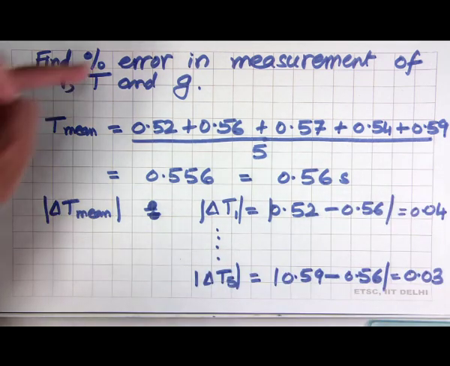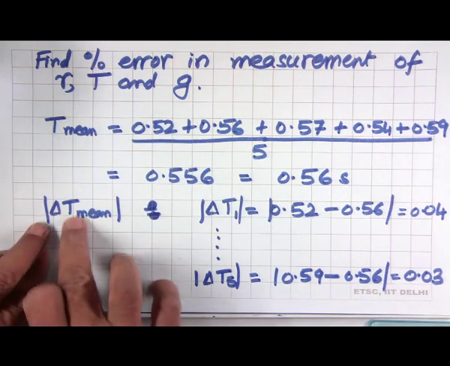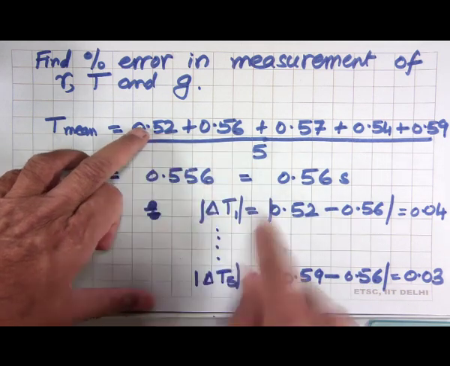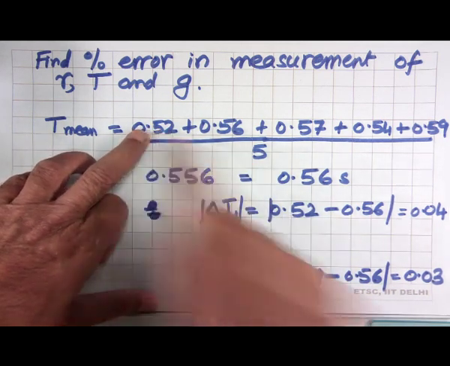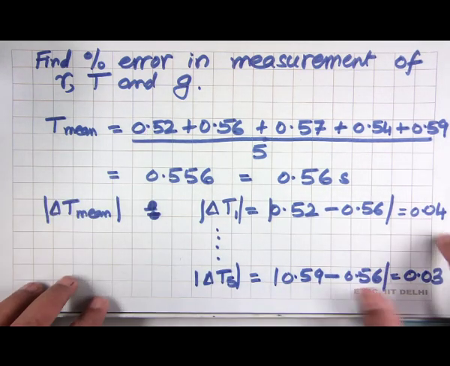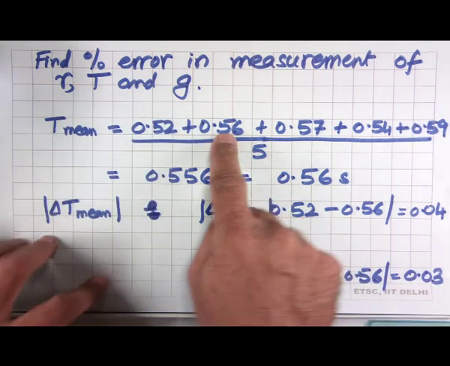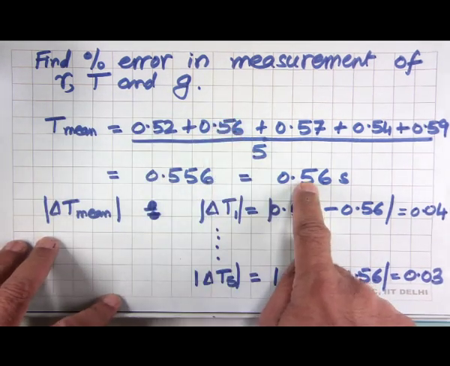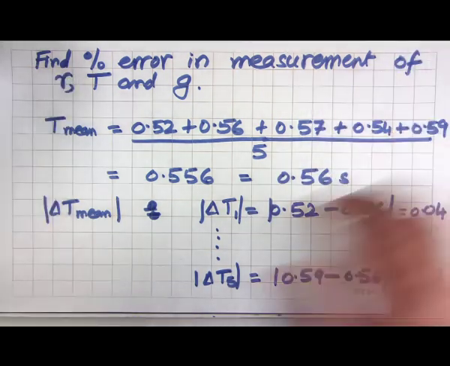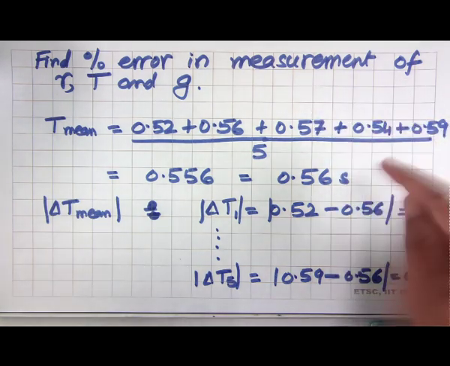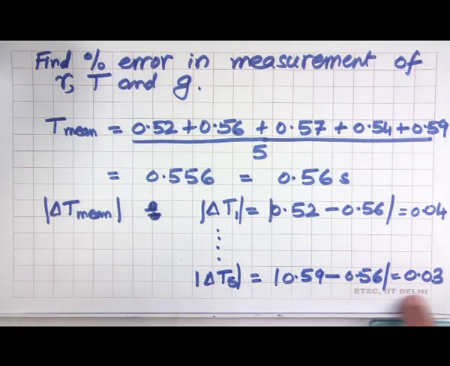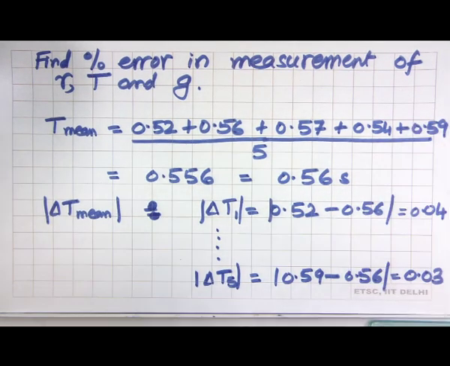Now, to find the percentage error in t, let us calculate the individual error in each of these measurements. In the first measurement, 0.52 minus 0.56 is minus 0.04; we take the absolute value, it is 0.04. For the second measurement, we take 0.56 minus 0.56, so delta T2 will be 0. Third measurement, 0.57 minus 0.56, will give us 0.01. Fourth measurement will give us 0.02, and similarly the fifth measurement will give us 0.03.